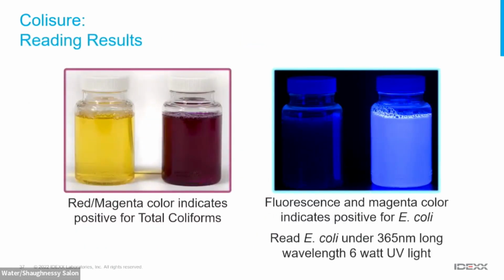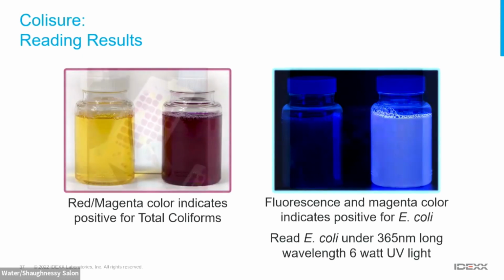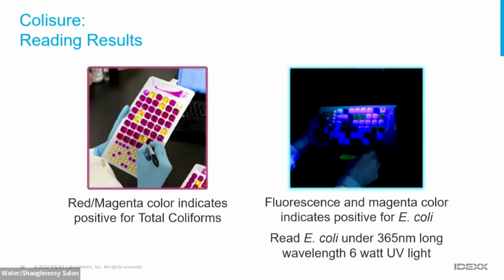But again, we're looking for that usage of, in this case, the CPRG. So you're looking to see if the sample turns from yellow to red or magenta. If you see that, then you have a positive for coliform. Then you put it under a UV light and look to see if it fluoresces. Again, same thing for Quanti-Tray.